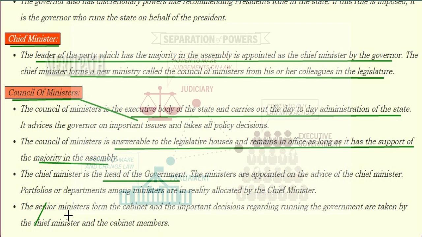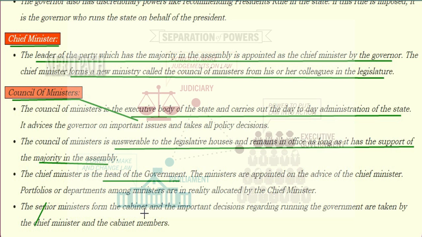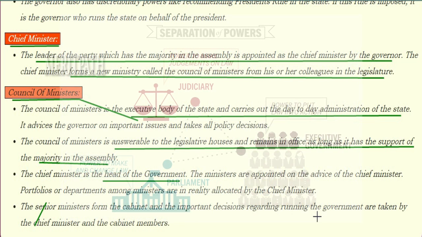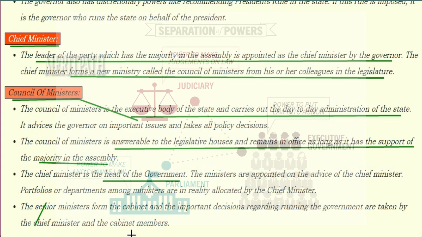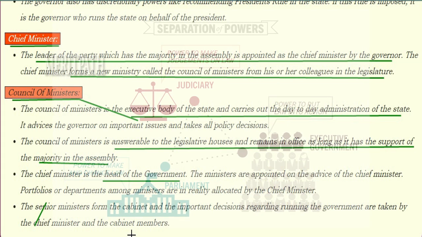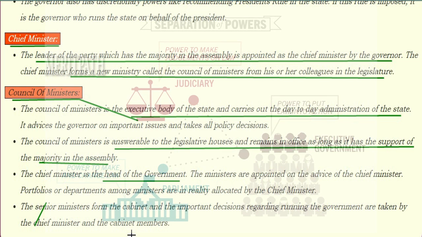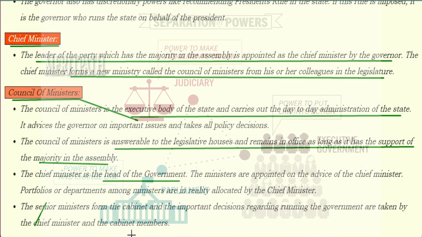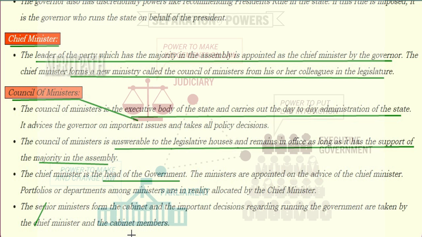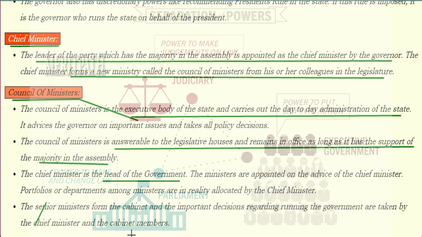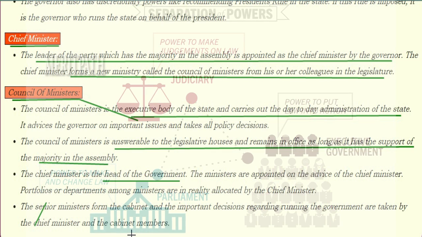And then the senior ministers form the cabinet and they take important decisions regarding how the government should run. And then the chief minister and the cabinet members together implement these decisions. So the important decisions for the state are taken by the cabinet members, senior ministers as well as the chief minister.